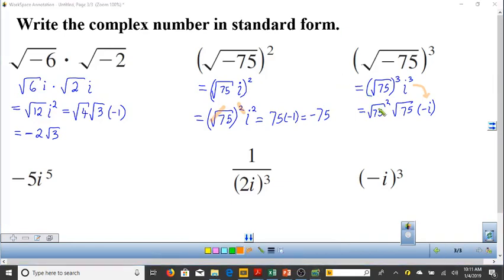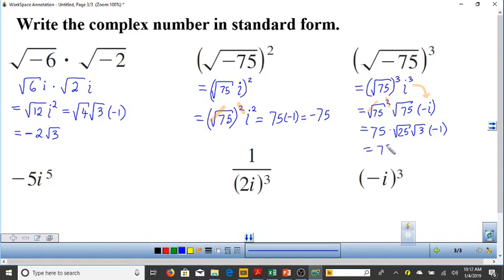The square root of 75 squared gives you just 75. So we end up with 75. The square root of 75 is the square root of 25 multiplied by the square root of 3. And of course, we are multiplying by negative i. The square root of 25 is 5. So we have 75 multiplied by 5 multiplied by the square root of 3 multiplied by negative i.